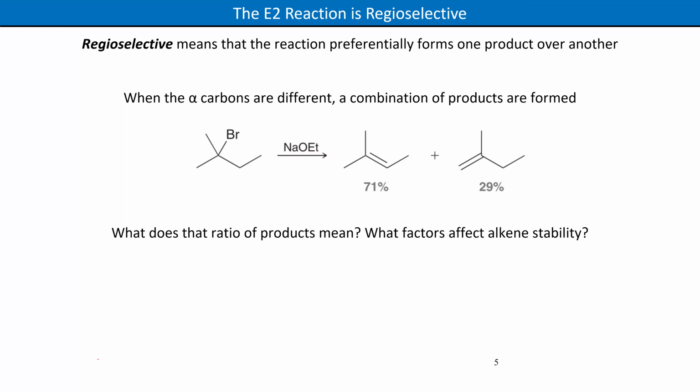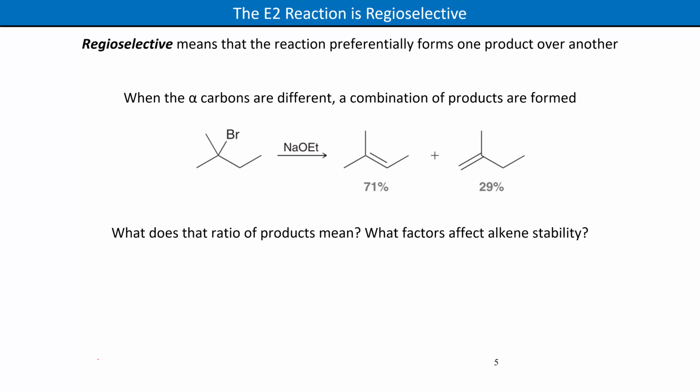So with carbocations, how substituted something was affected how stable it was. In general, we're going to see the same thing with alkenes. Because the transition state looks kind of like a carbocation, when the leaving group leaves and we pull the hydrogen off, in general we're going to form products that are more substituted. And that's what's called Zaitsev's rule.